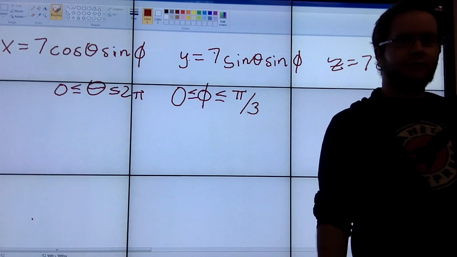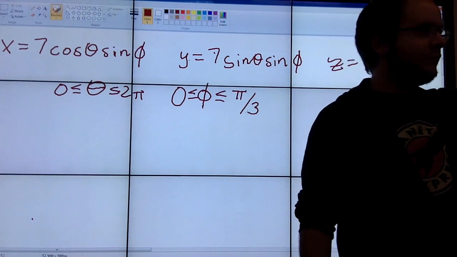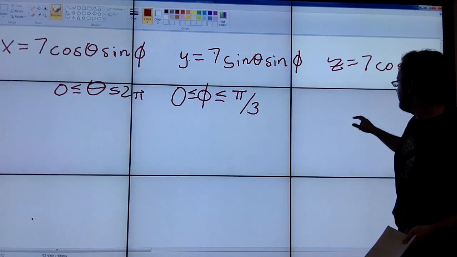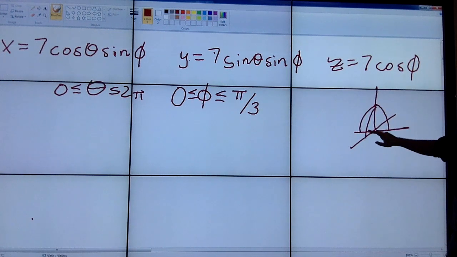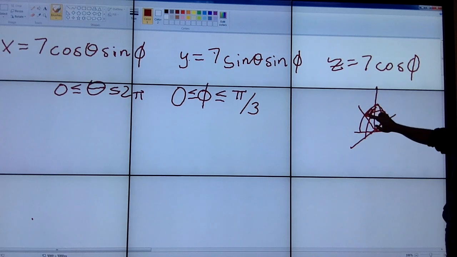Who wants an explanation why? So let's draw a quick sketch here. We've got a sphere, a really ugly sphere, and then a cone. Okay? And we want this yarmulke right here. We want that yarmulke, and we want the yarmulke that lies above what value of phi?